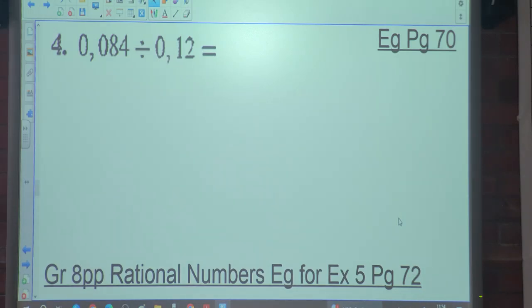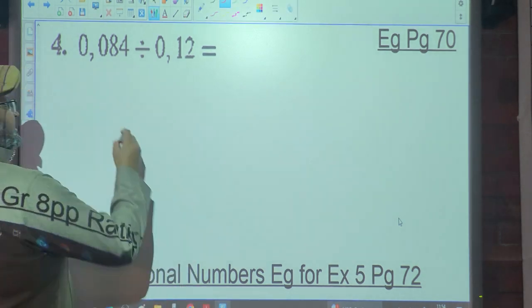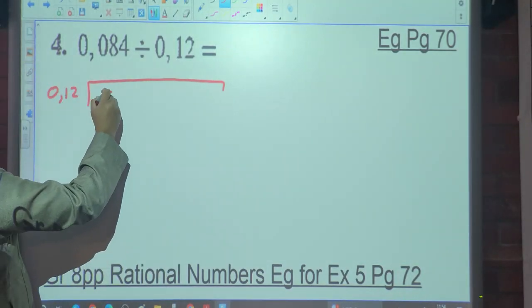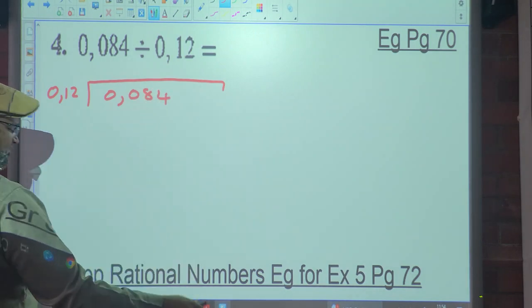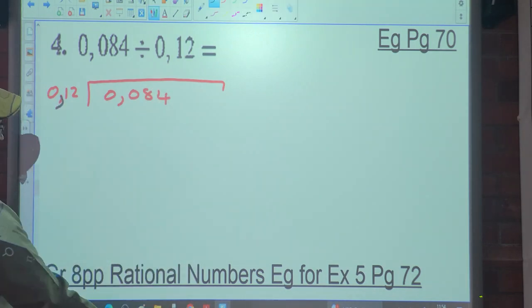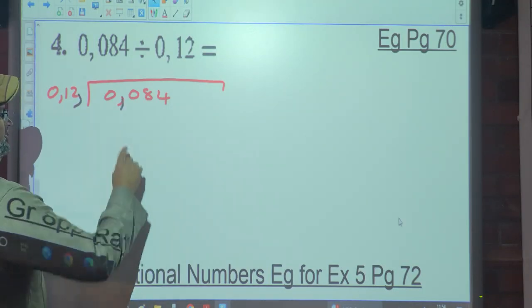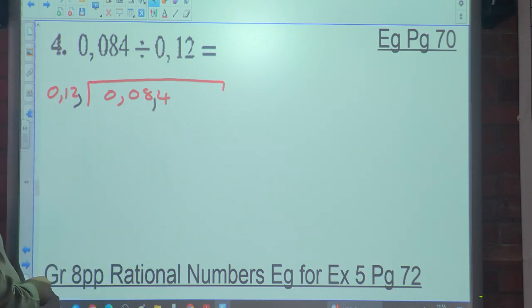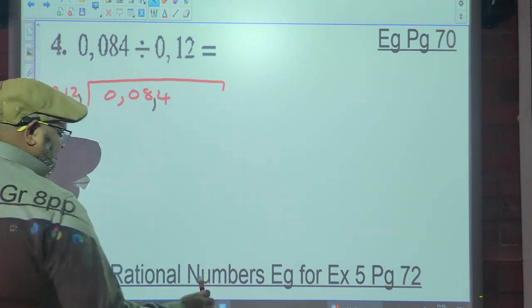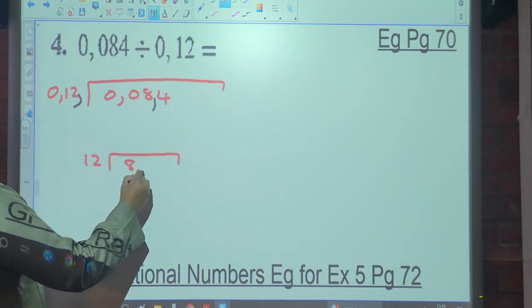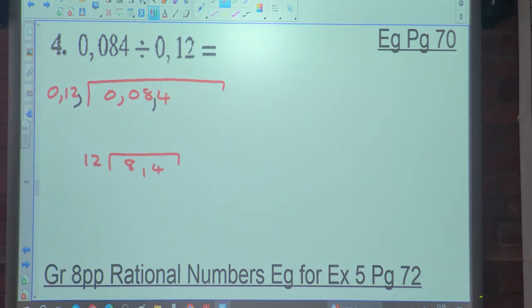Right, so we've got 0,084 divided by 0,12. So is the divisor an integer? No. So I must move this how many units? The comma must move 2 units to make it an integer. So in other words, this must also be moved 2 units. You see that? In other words, the sum I'm going to work out is 84 divided by 12. Okay.